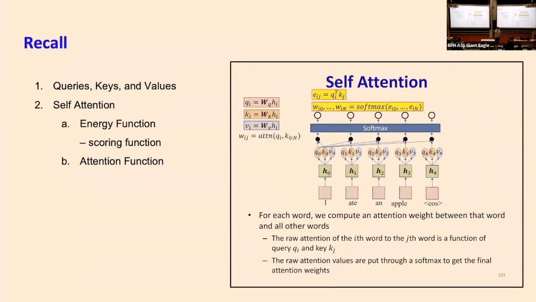Next, we also covered self-attention, which is probably the most important block for transformers here. And we covered what's the energy function, which is basically a scoring function trying to determine how important things are. And the attention function, which basically softmaxes these scores, and we get our attention weights.